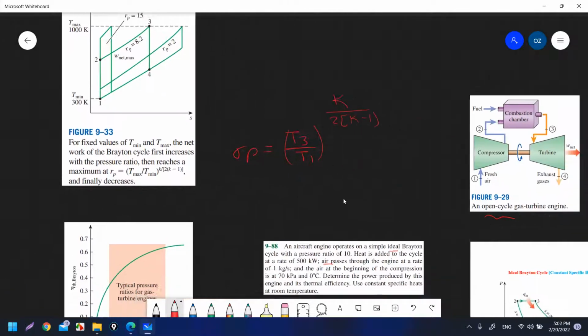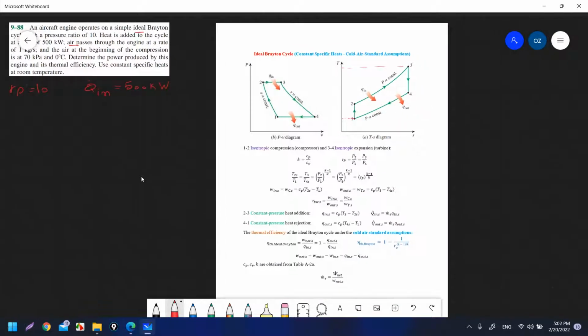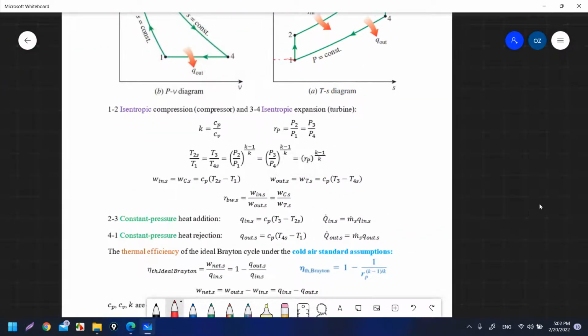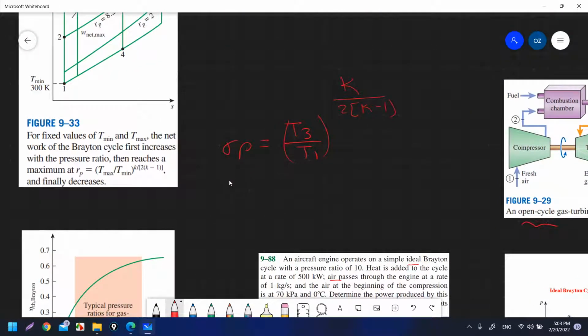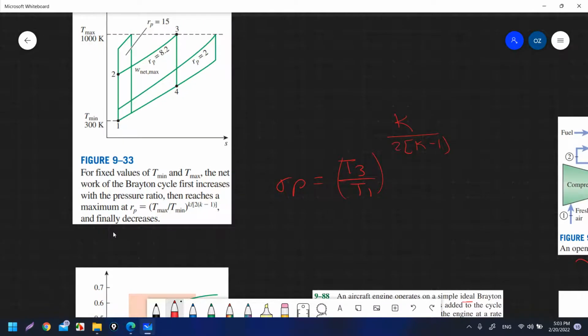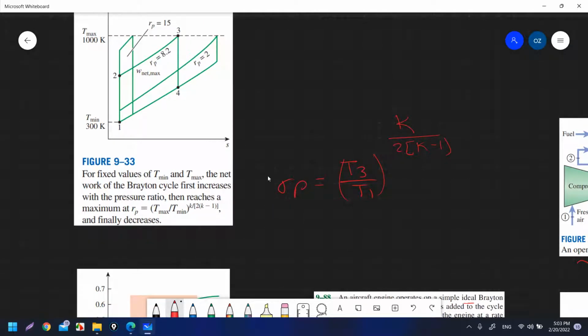This equation can be written also here, T3 over T4s. Okay, we can say that it is T3 over T1, so it is not related. But this equation represents how the pressure ratio changes and when the work will reach its maximum.